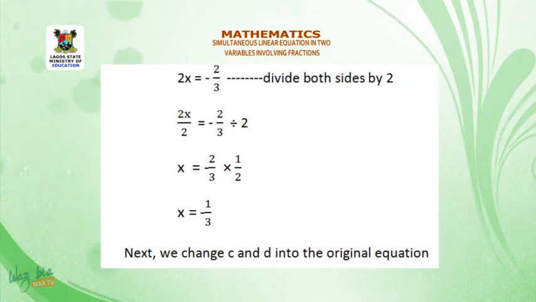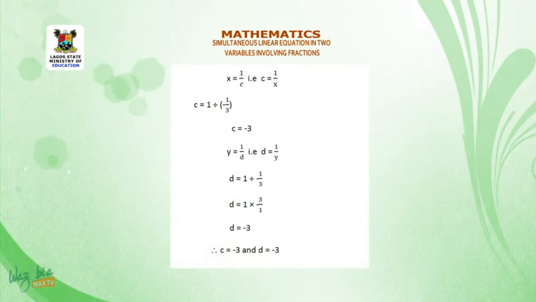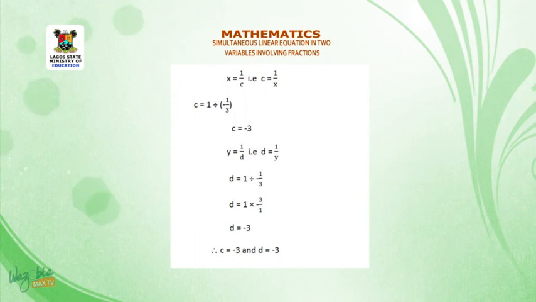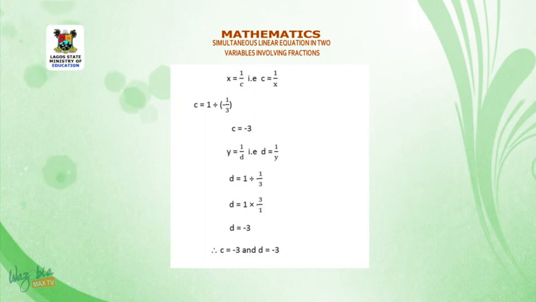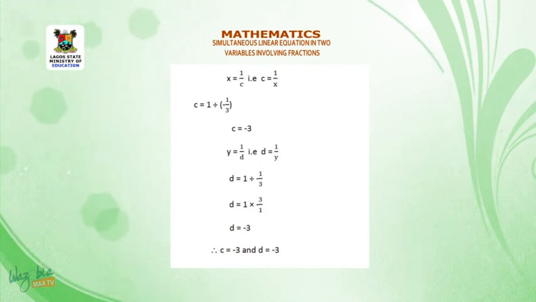Next, we change c and d back into the original variables. x is equal to 1 over c, that is, c is equal to 1 over x. c is equal to 1 divided by minus 1 over 3, which is equal to c is equal to minus 3. y is equal to 1 over d, that is, d is equal to 1 over y. d is equal to 1 divided by minus 1 over 3. d is equal to 1 times minus 3 over 1. d is equal to minus 3. Therefore, c is equal to minus 3 and d is equal to minus 3.